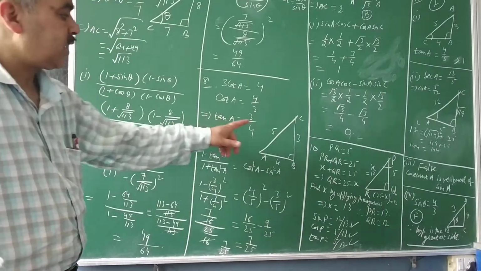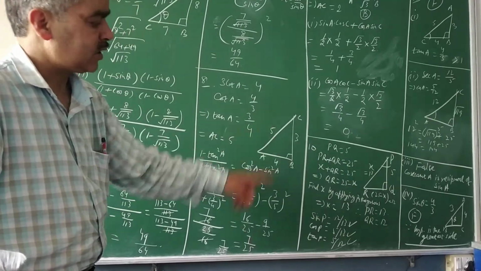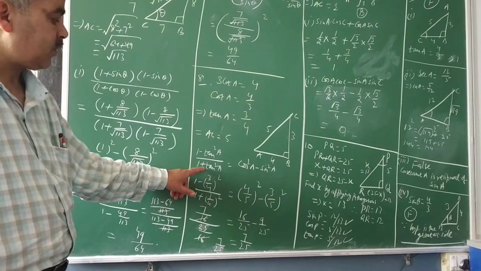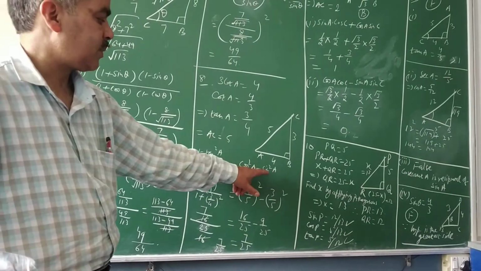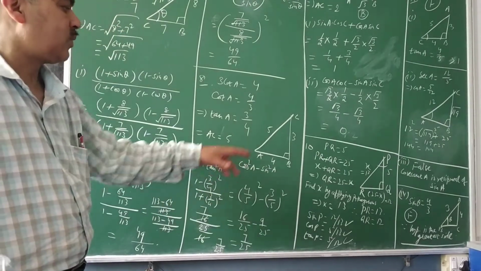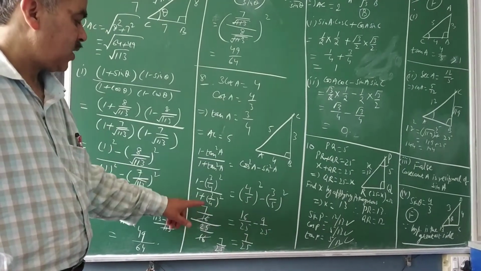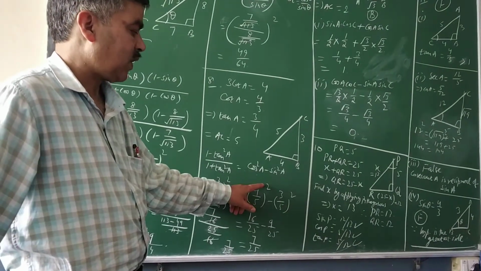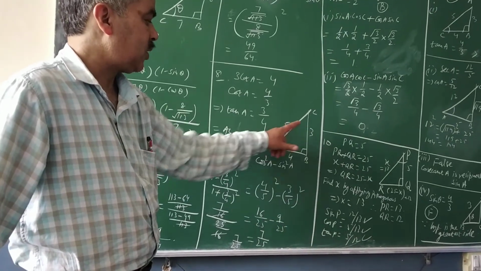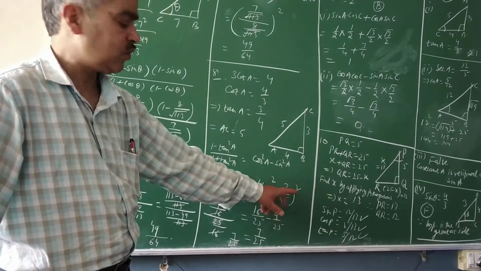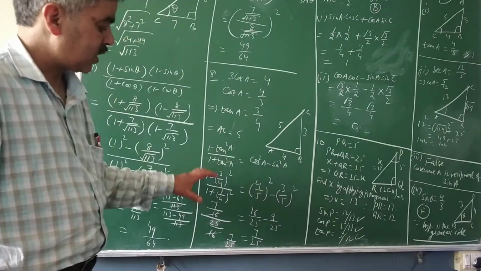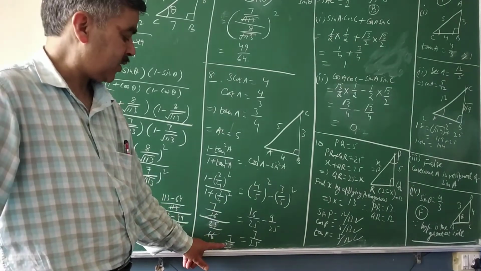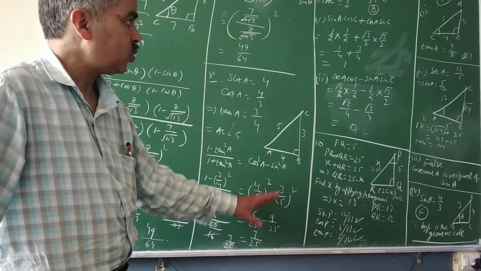Now tangent A is perpendicular upon base, and on that basis I can calculate the hypotenuse. Now you have to prove (1 minus tangent square A) upon (1 plus tangent square A) is equal to cos square A minus sin square A. From this triangle, tangent is P upon B whole square, 1 plus P upon B whole square. Cos is base upon hypotenuse, 4 upon 5 whole square, and sin is perpendicular upon hypotenuse, 3 upon 5 whole square. Do the needful, that is the calculation part. Again, I am leaving it to you based on your rational numbers, and finally you will reach that the left hand side is equal to the right hand side.